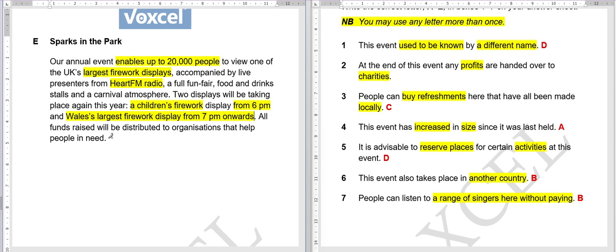Clear? So, you have around 10 seconds. Tell me, we know the answer is E, but where is it written? Okay, time's up. So the answer is E, but where is it written? Yes, in the very last sentence. All the funds will be distributed to organizations that help people in need. So charities, they have written it as organizations. So it's question 2.